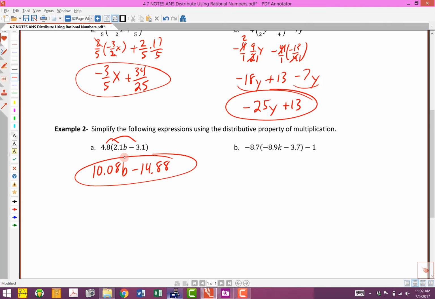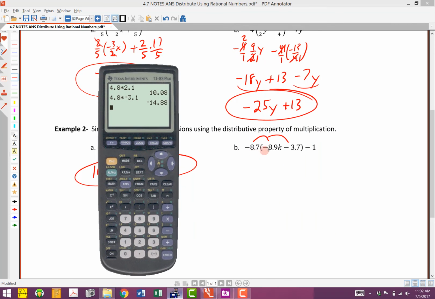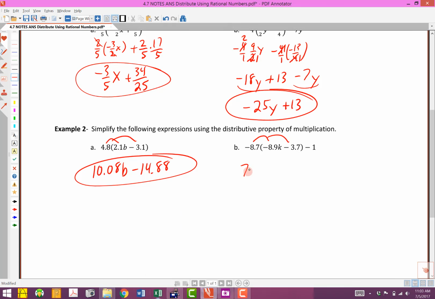And then the next one, we've got to distribute through here. So we're expecting a positive answer from this first one because it's a negative times a negative. So I'm going to do -8.7, and then we're going to times that by -8.9. So I've got the problem in there correctly. So that's going to be 77.43. So 77.43. Again, put the k on there. You've got to do that.